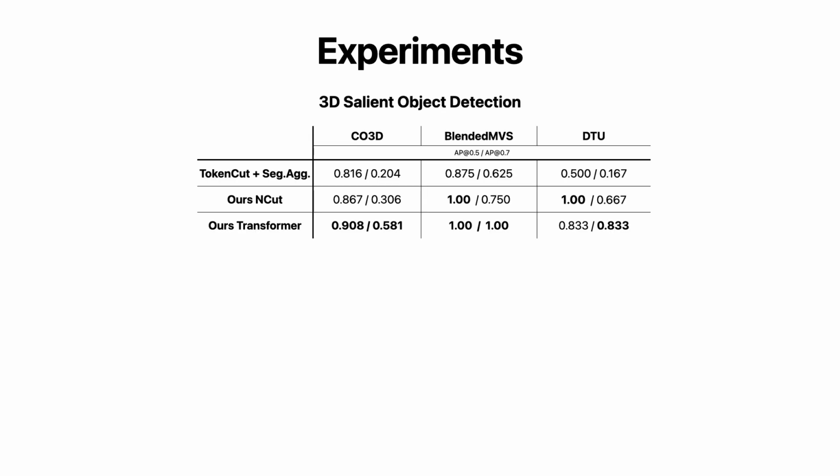We evaluate the 3D object discovery result in the form of 3D salient object detection based on the 3D bounding boxes inferred from foreground point cloud segmentations. Our SFM segmentation transformer performs better than baseline on all 3 datasets, and performs better than our unsupervised segmentation pipeline based on NCut, although trained on a dataset created with the unsupervised pipeline.